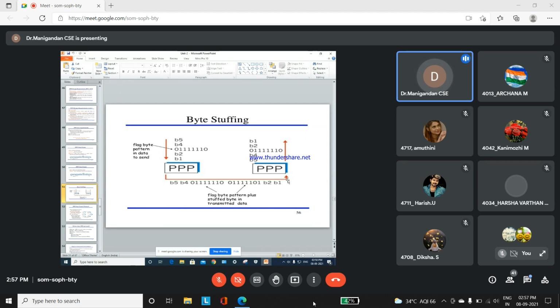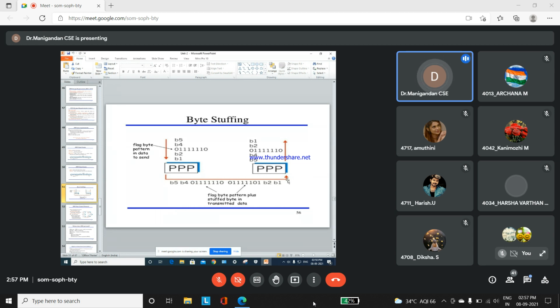See here, bit 1 is transmitted, then bit 2, and then the flag byte is transmitted, then bit 4 and bit 5. This will be in the reverse order on the receiver side. Receiver side means what? Reverse order. Here, first in and then first out. First in, first out means queue processing. The data will be transmitted from sender to receiver. Here B1 will be transmitted first, so B1 will be the first output in the point-to-point protocol.